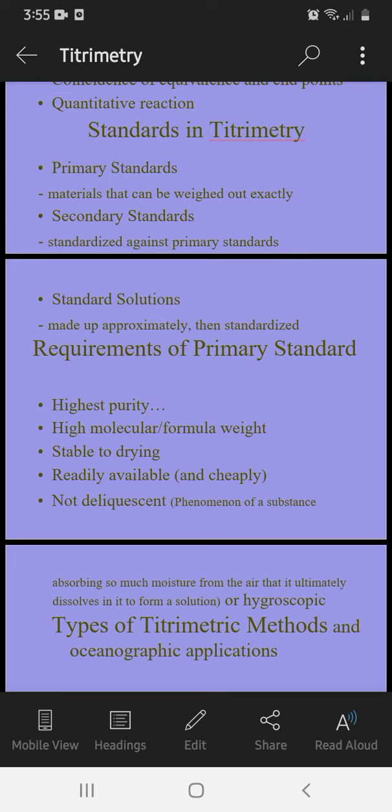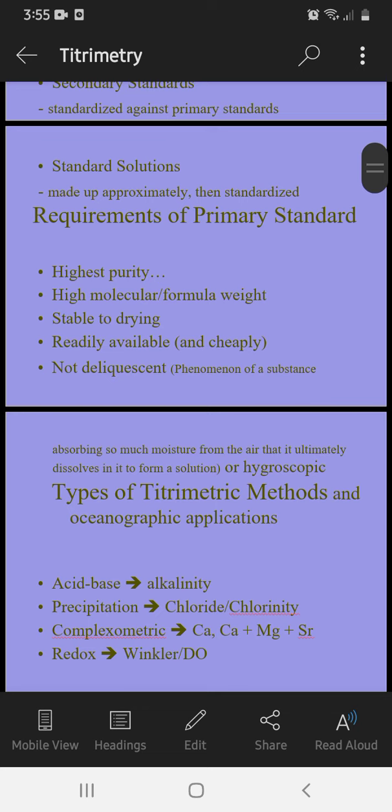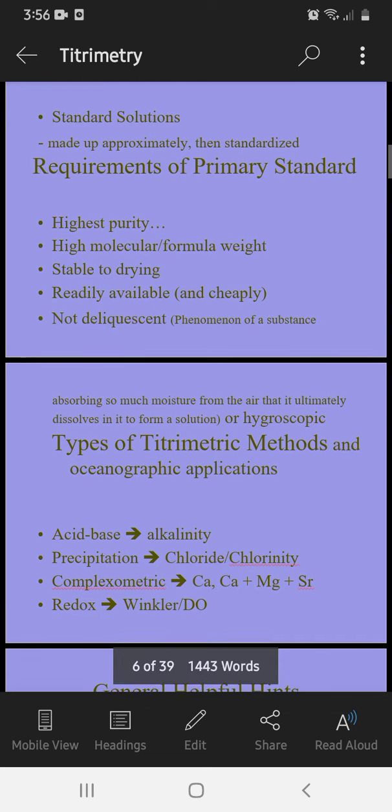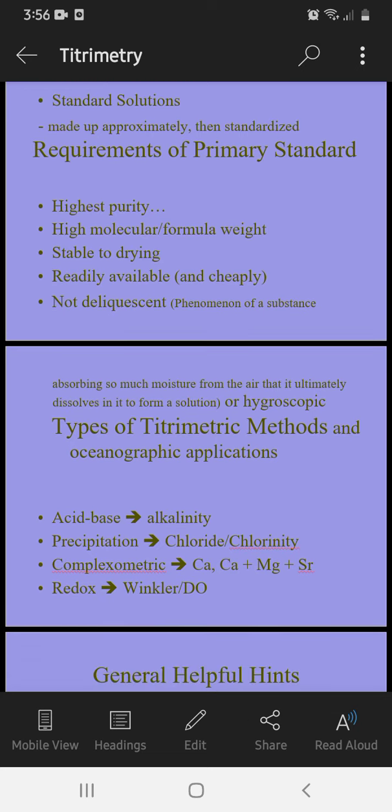Requirements of a primary standard: highest purity, high molecular formula weight, stable to drying, readily available and cheap, not deliquescent. Deliquescence is the phenomenon of a substance absorbing so much moisture from the air that it ultimately dissolves in it to form a solution. Such substances are hygroscopic.